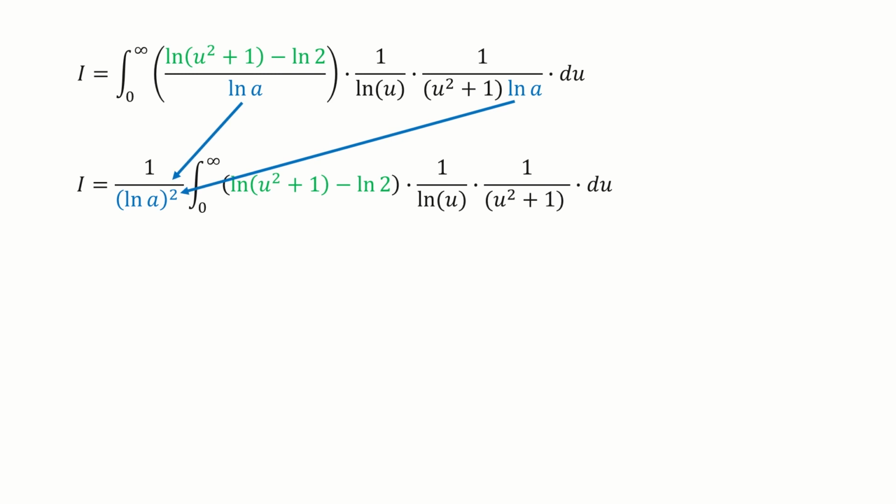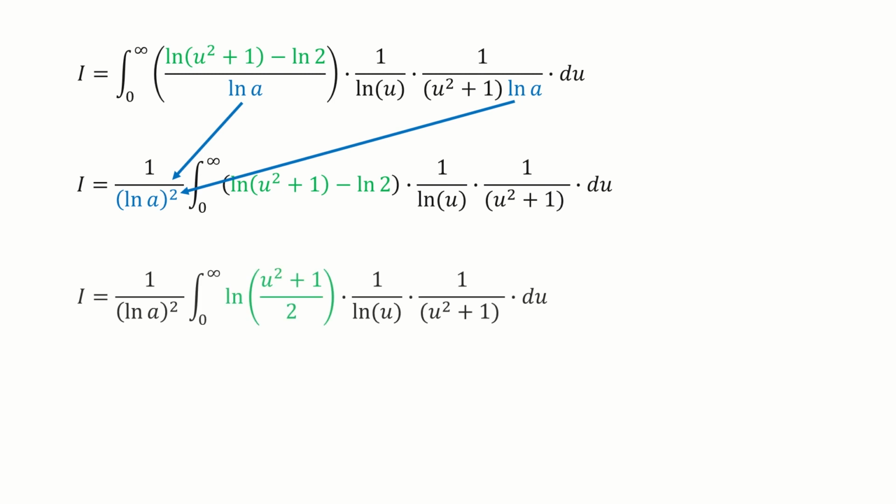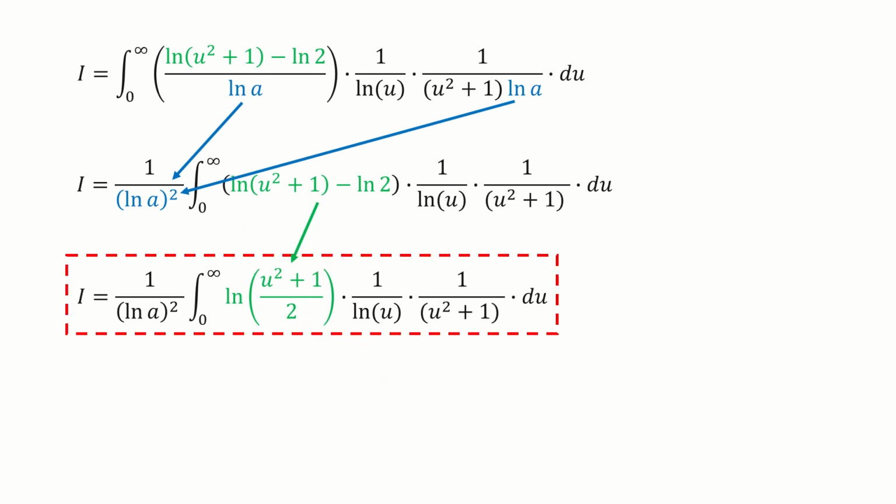And next, we take the log a out of this integral, so it becomes log a squared. And for these two green terms, we can write the subtraction into the division inside the log function. And note for this equation inside this red box, we call it the red box equation, and we will use it later. And next, we do another substitution.